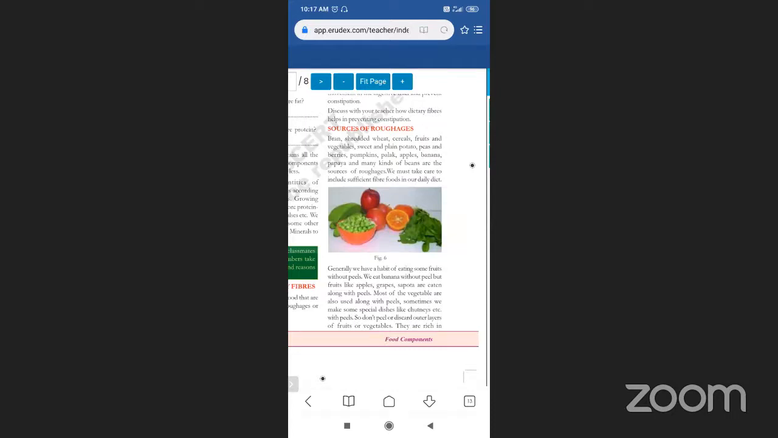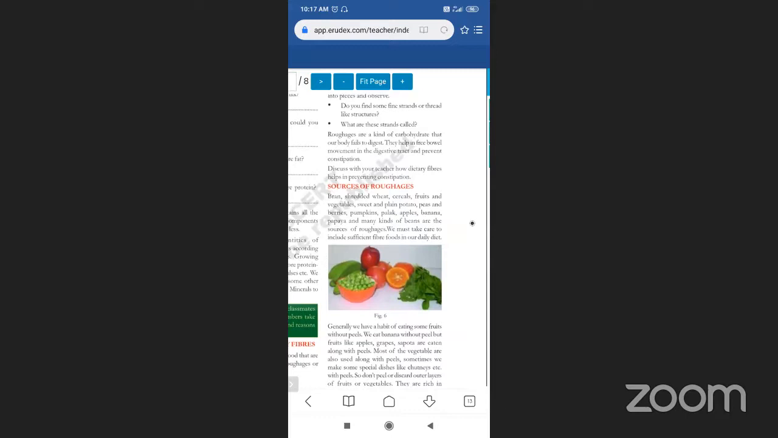Here, what I explained to you, the same points are also in the textbook. Roughages are a kind of carbohydrates. I'm underlining this, so you also underline this in your textbook. Also note the definition of roughages and what is the use of roughages.